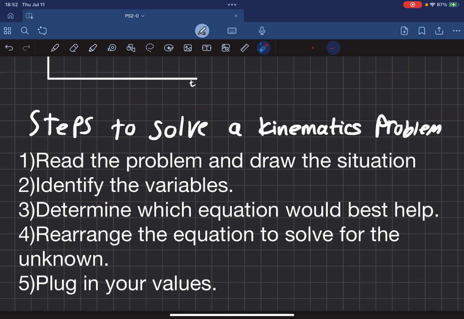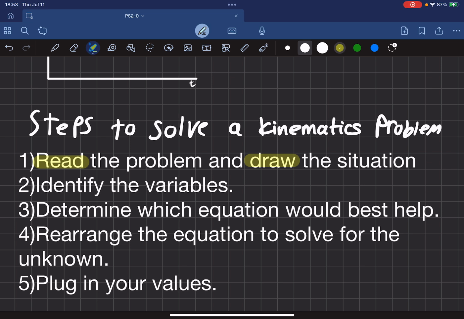Let's go over the steps to solve a kinematics problem. The first step is you are going to read the problem and draw the situation. Now, not always do you need to draw the situation, but I would highly recommend it. In physics in general, I would always recommend that you draw your problem. I cannot solve a physics problem without drawing it out. It is incredibly handy to really wrap your mind around such abstract things, to get a good picture of it.